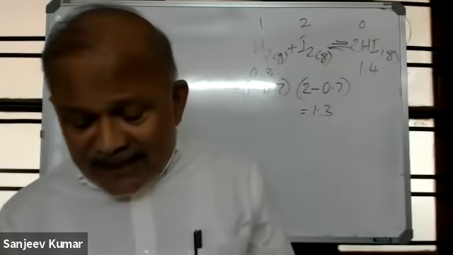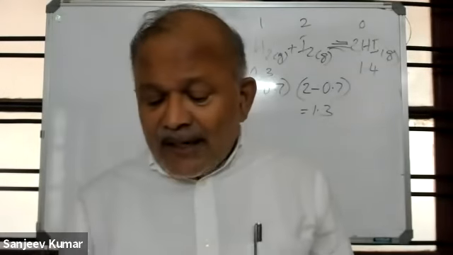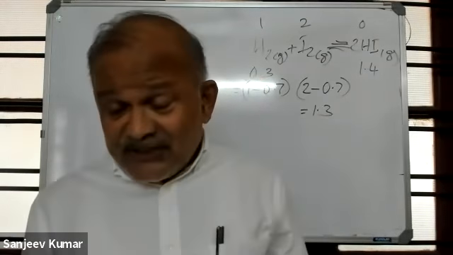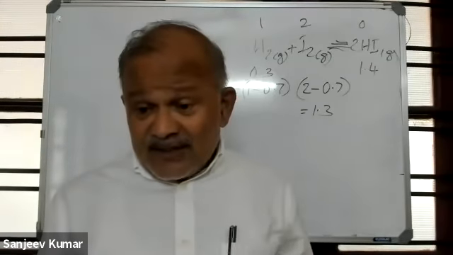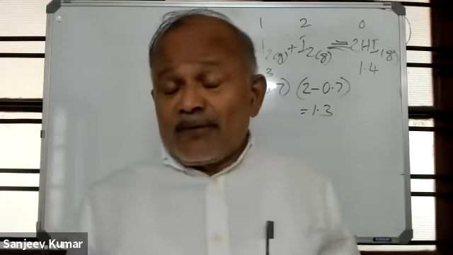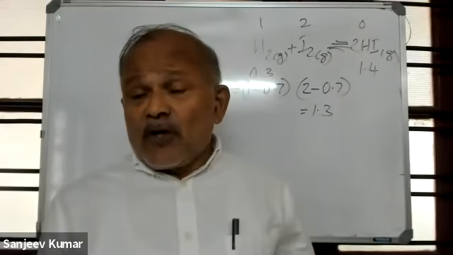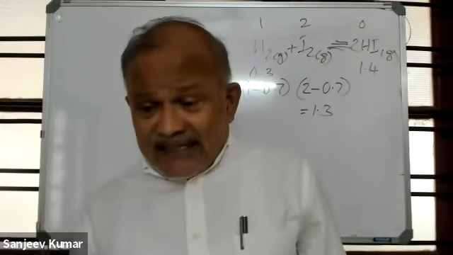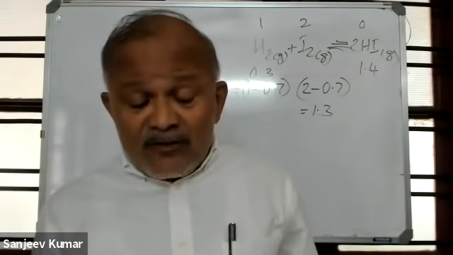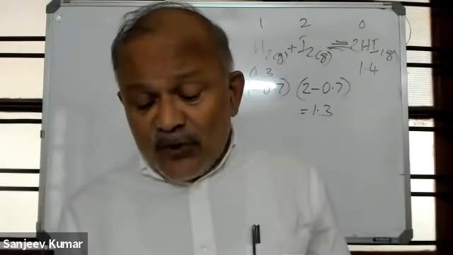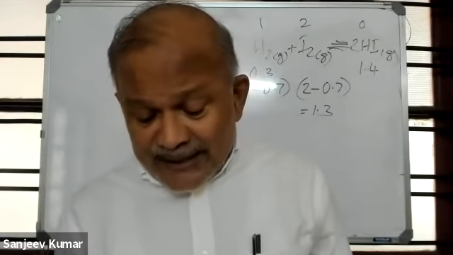The pH of 10 raised to minus 4 molar solution of KOH. It is through pH and pOH. pH is the negative logarithm of hydrogen ion concentration, and pOH is the negative logarithm of hydroxyl ion concentration. pH plus pOH is always equal to 14. Here pOH is equal to 4 and therefore pH is equal to 10.